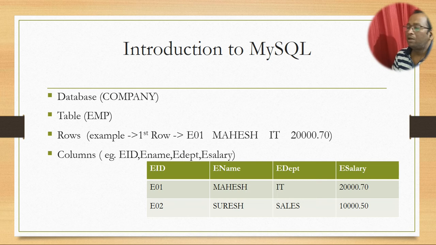You can see E01 is one value of EID, the second value is E02, and in employee name we have Mahesh and Suresh. These are the records. Suppose E01, Mahesh, IT and 20,070 is one record. So the full combination is called a record. So we will go ahead.